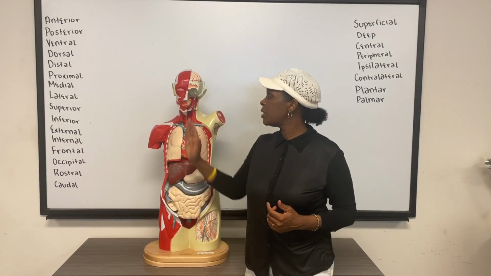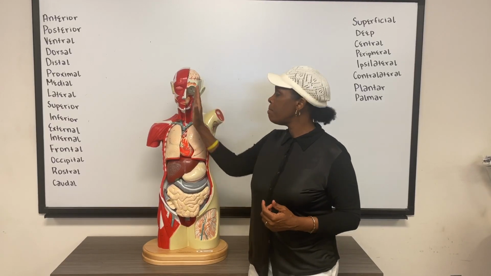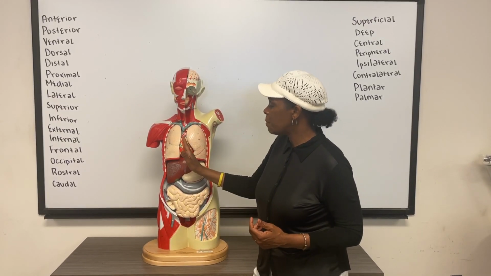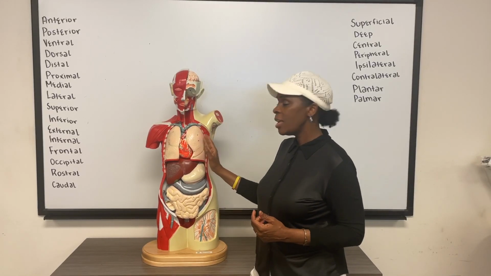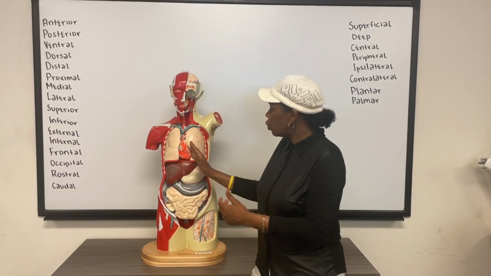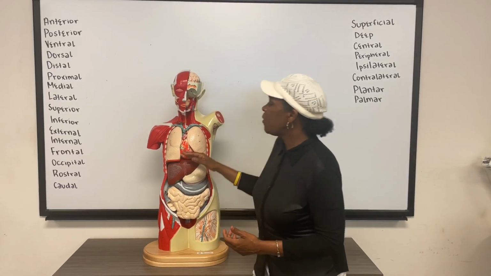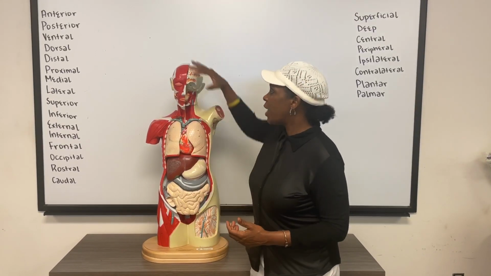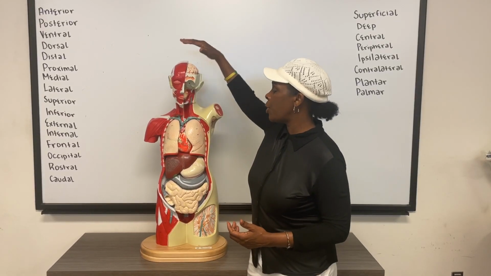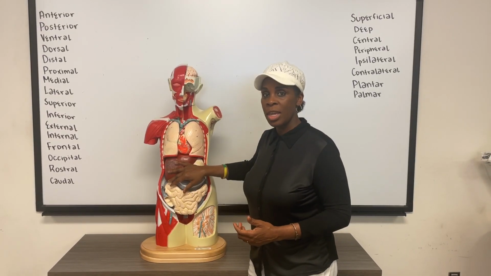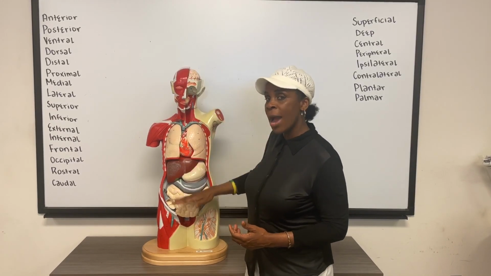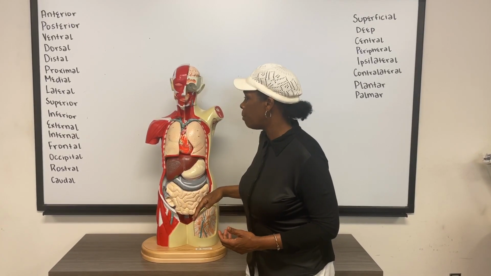Lateral and medial means lateral to the side, medial to the middle. For example, your heart is medial to your lungs, and your lungs are lateral to your heart. Inferior and superior, top and bottom. The head is superior to the stomach, and the stomach is inferior to the head. It just means top and bottom part.